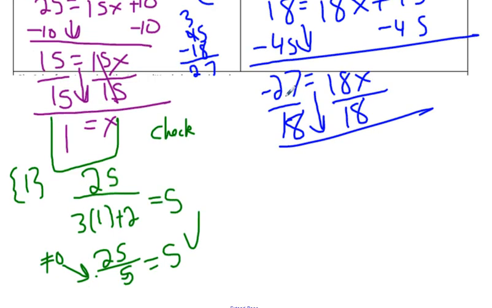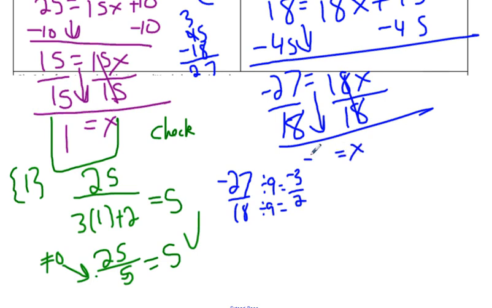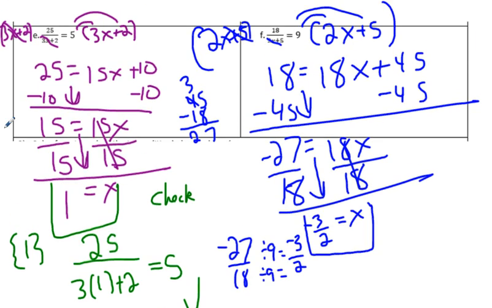This could be simplified. They're both divisible by 3. Actually, they're both divisible by 9. If I simplify negative 27 over 18 by dividing the top and the bottom by 9, I get negative 3 over 2. So x is equal to negative 3 over 2. And before I throw that in set notation, we're going to go ahead and check it.